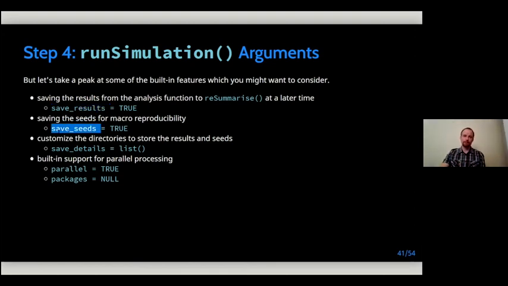If you're after macro reproducibility, you can also do save seeds equals true. So by default, it's false, but you can set it to true, and it'll save the seeds you can use for later. Save details if you want to, say, take the results and seeds and store it into a different directory within your R project or your file.